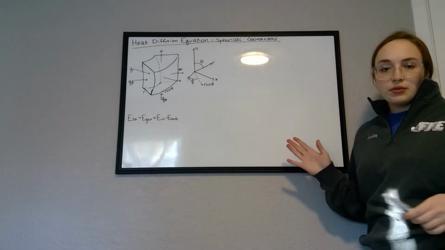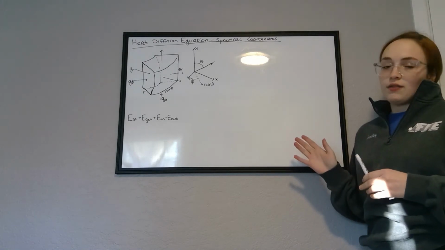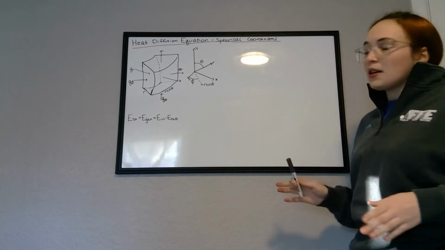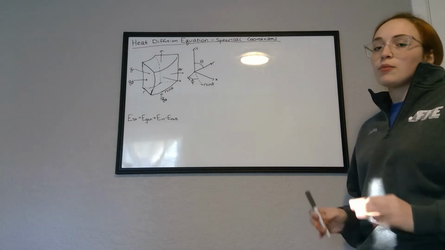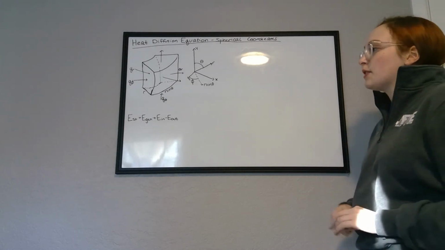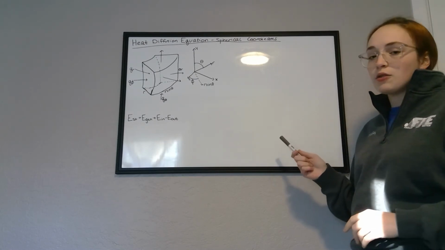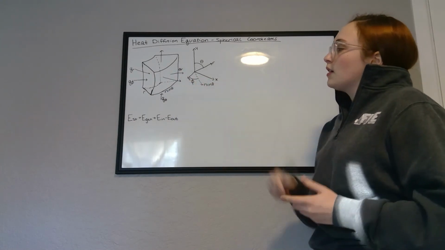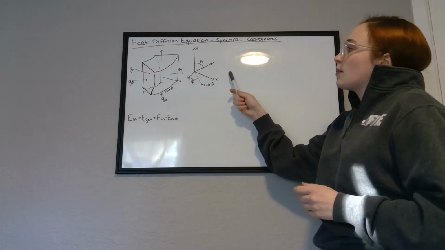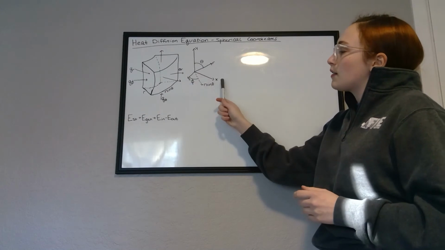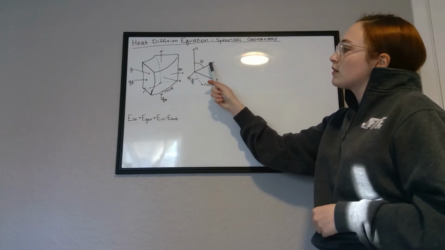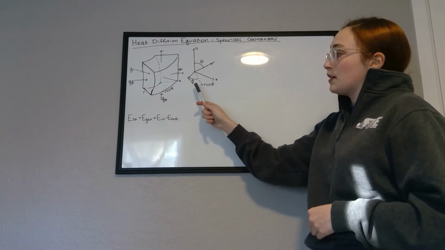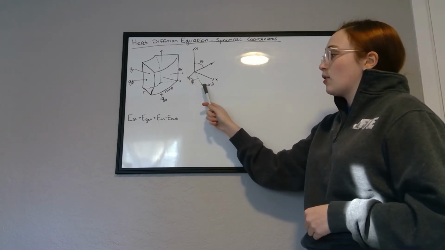Alright, we're on to the derivation of the heat diffusion equation for spherical coordinates. Thankfully, it will be similar, slightly more difficult math-wise, but a very similar process to Cartesian coordinates. This is a section of a sphere, and this is our coordinate system with y, z, x, but we have r, theta, and phi, which is between z and r sine theta.